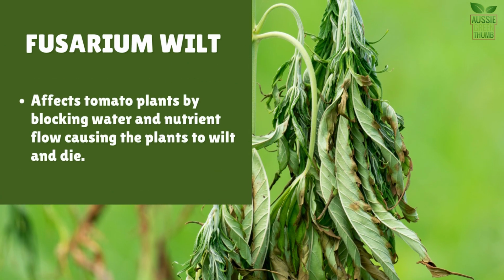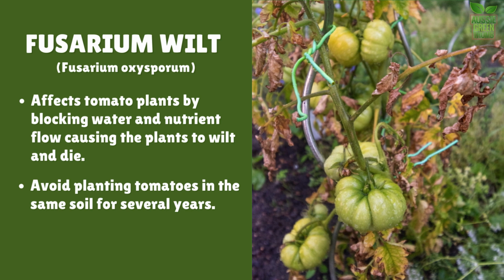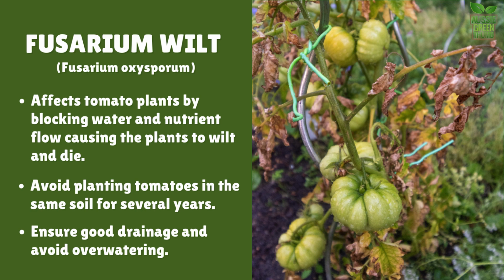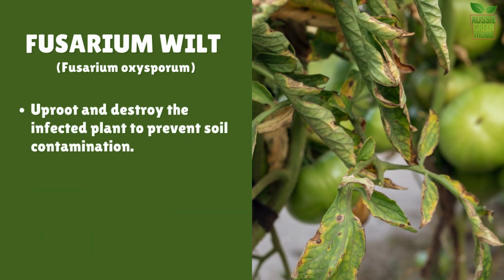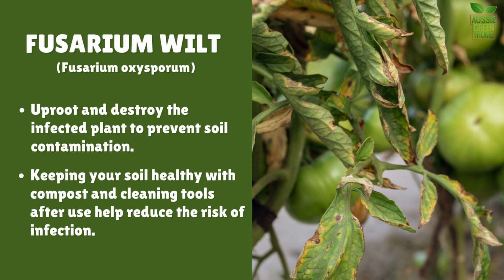Fusarium wilt affects tomato plants by blocking water and nutrient flow, causing the plants to wilt and die. To prevent it, avoid planting tomatoes in the same soil for several years. Ensure good drainage and avoid overwatering, as Fusarium thrives in wet conditions. Unfortunately, once a plant is infected, there's no cure. The best course of action is to uproot and destroy the infected plant to prevent soil contamination and protect the rest of your garden. Keeping your soil healthy with compost and cleaning tools after use can also help reduce the risk of infection in future crops.